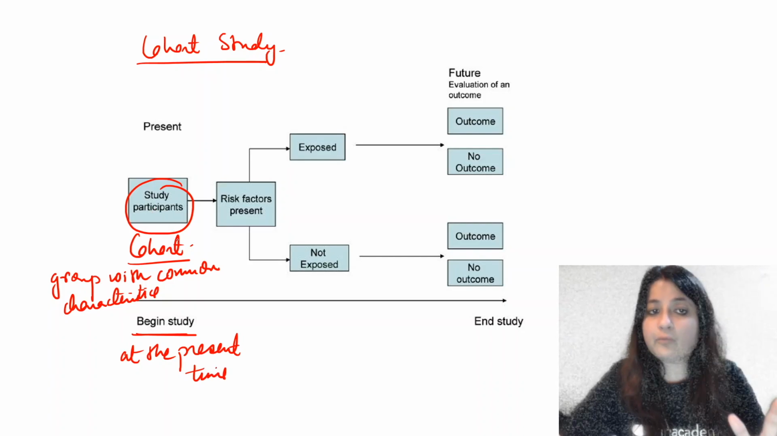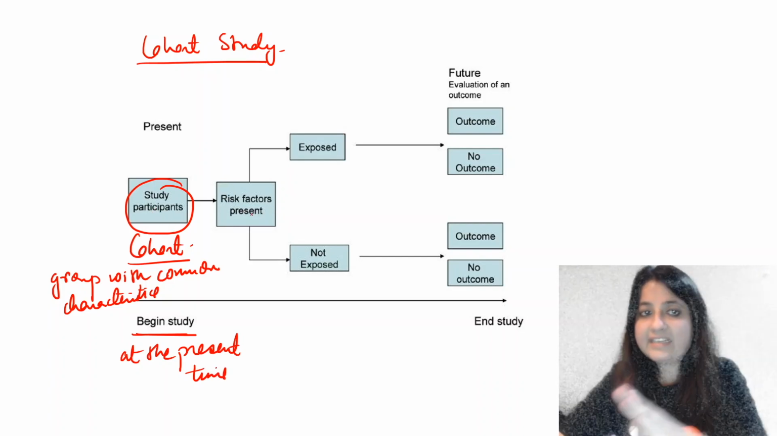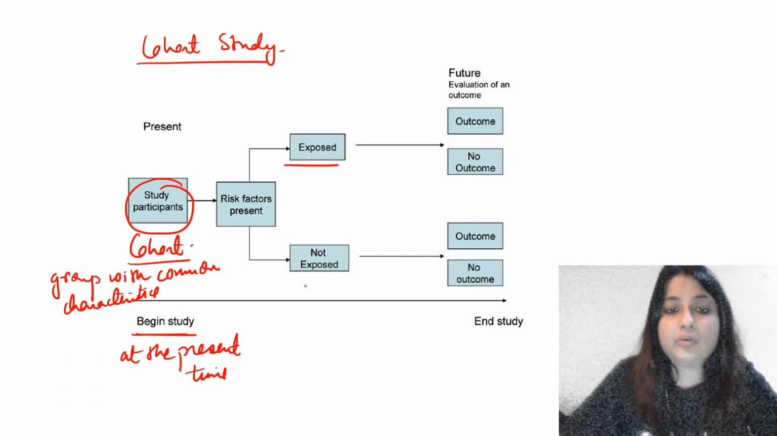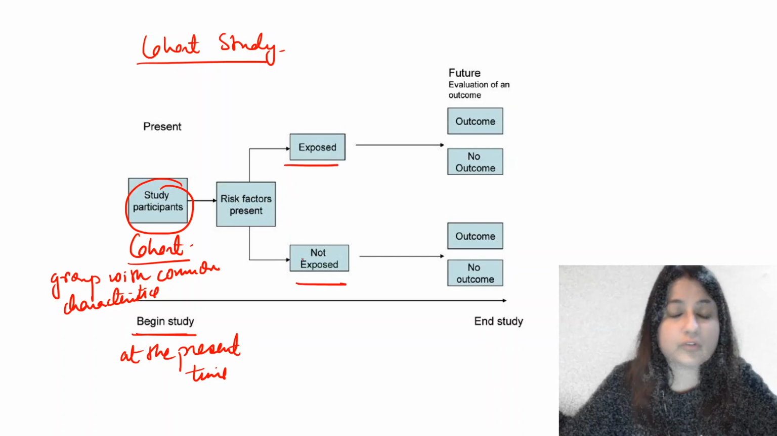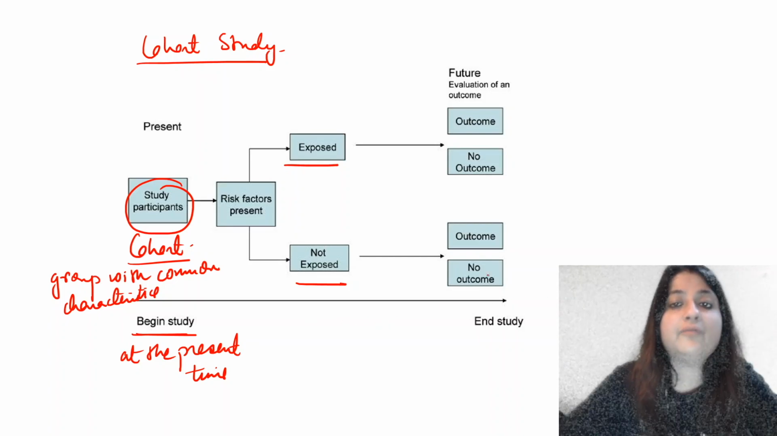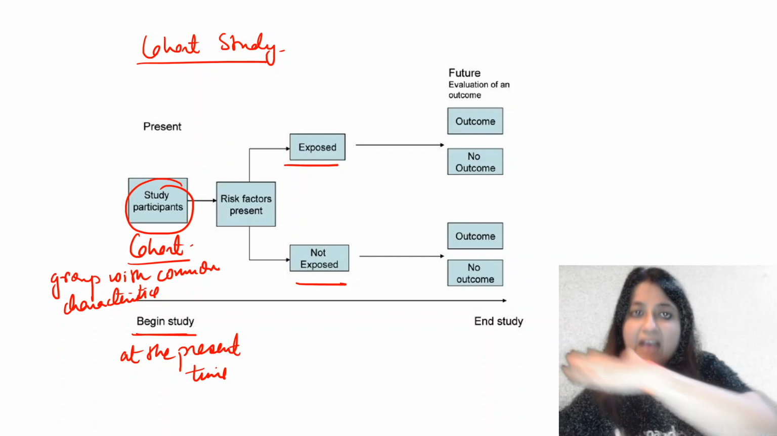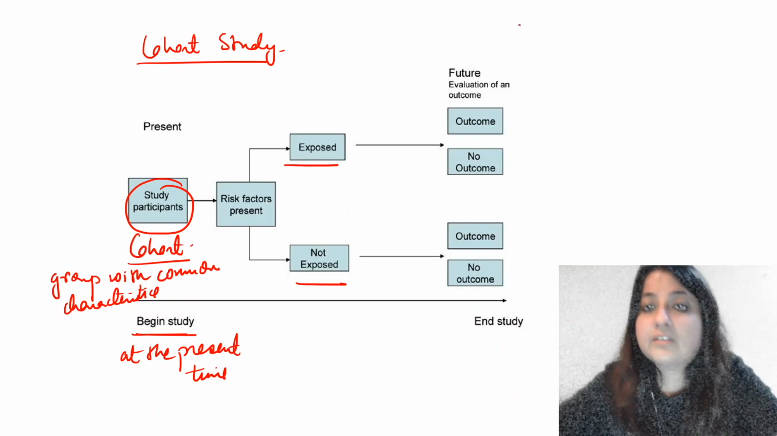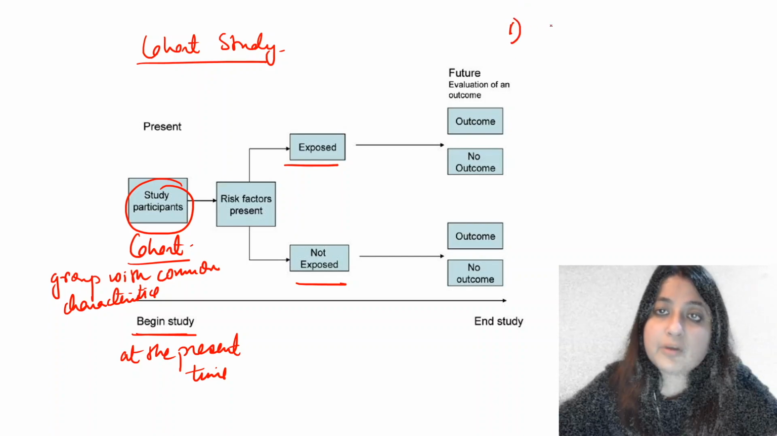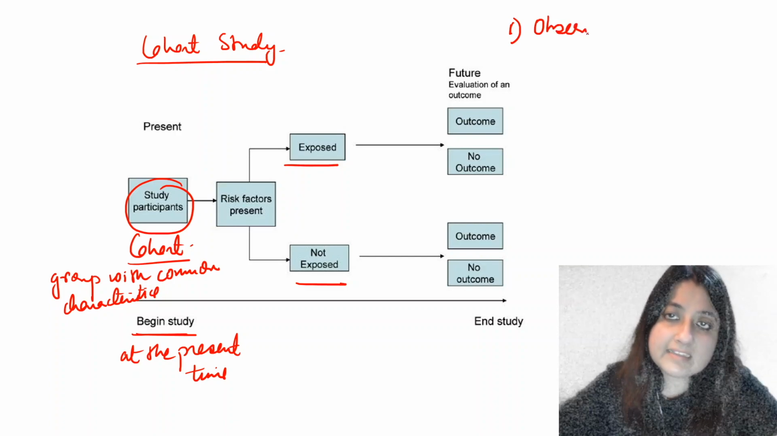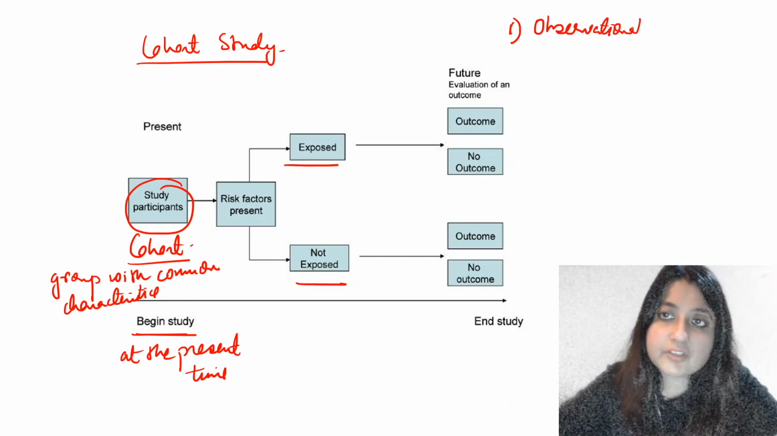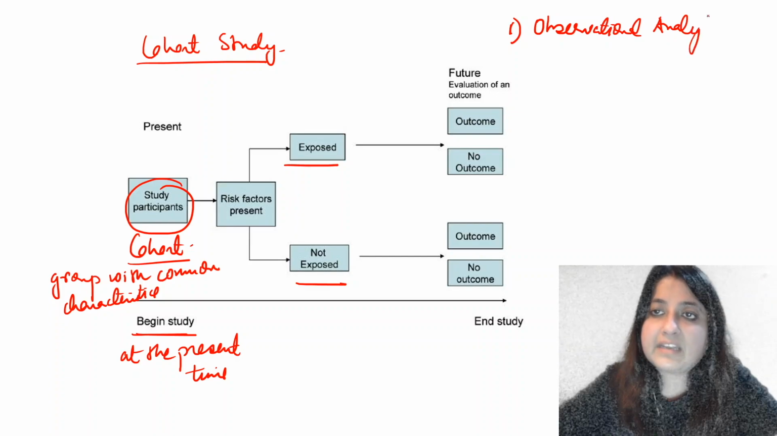And then what you do, you move forward in time. You divide them into two groups, exposed and not exposed, to a particular risk factor, and you follow them up to see for the occurrence of an outcome. तो आप आगे जा रहे हो, you are moving forward. So the first question, which type of study design is a cohort study? This again is an observational analytical study.